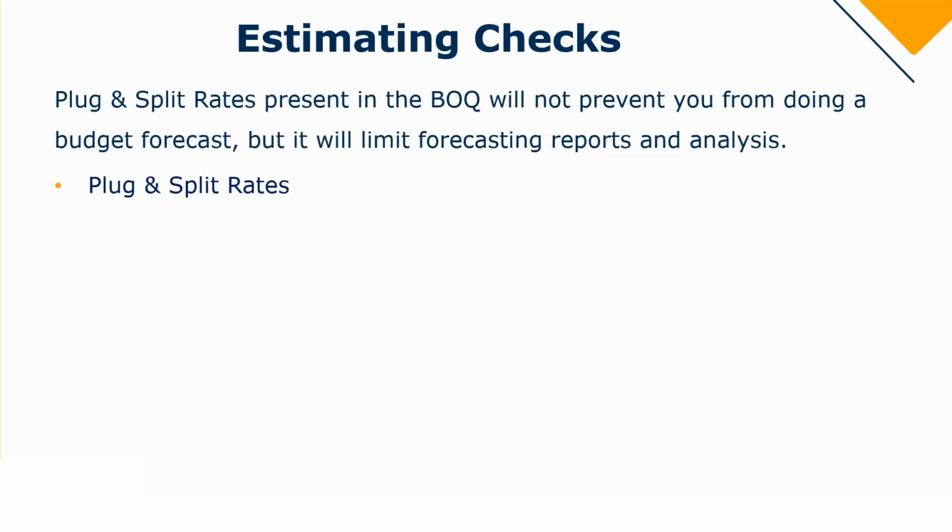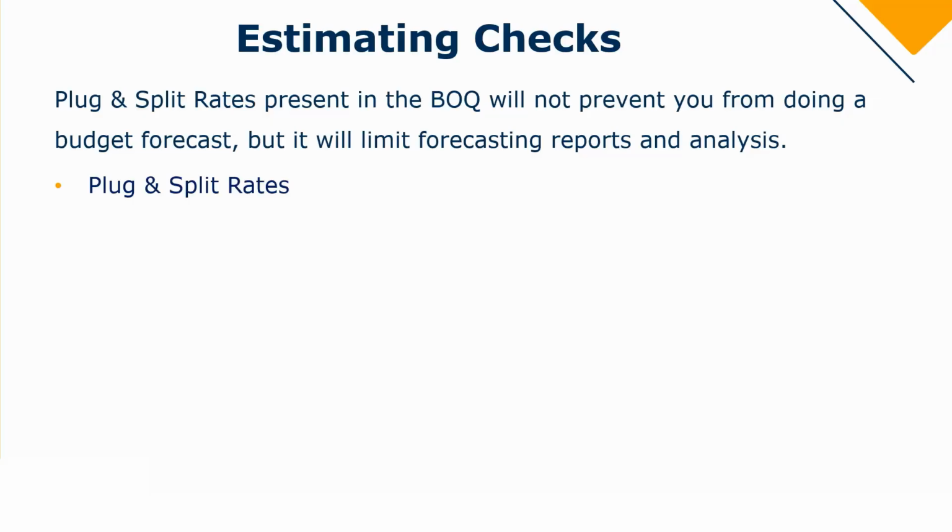When it comes to the plug or split rates, we're not saying that it will prevent you from doing a budget forecast, because whether you price your bill of quantities with plug rates or split rates, or based on the first principle pricing method, it will still generate financial information. So even if you have used plug or split rates, you will still be able to forecast your amounts and so forth.